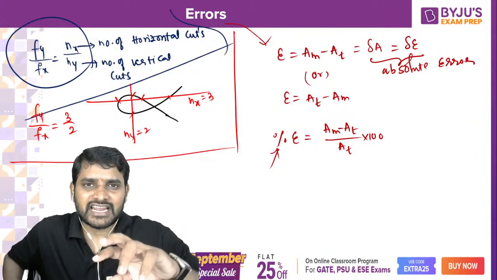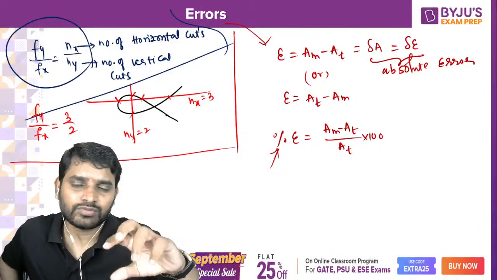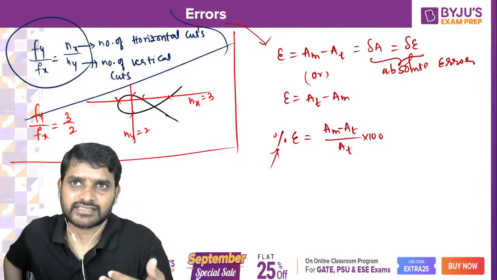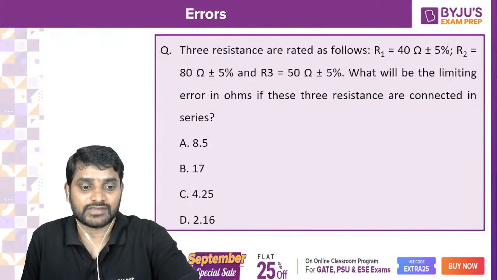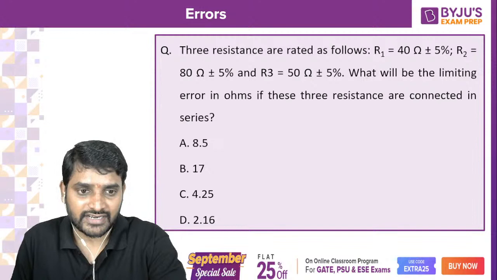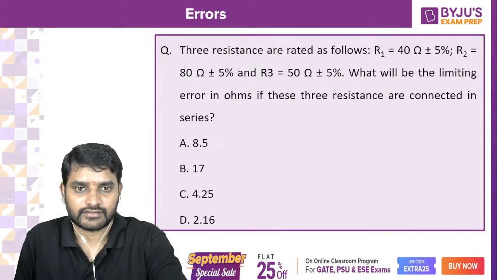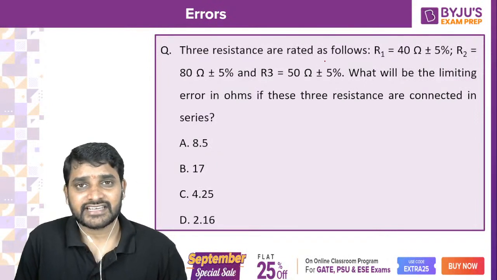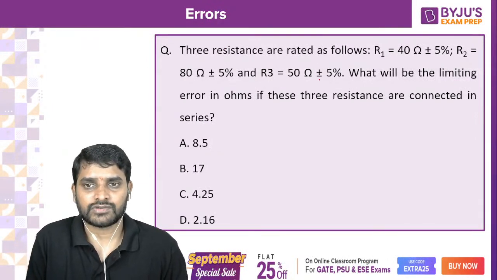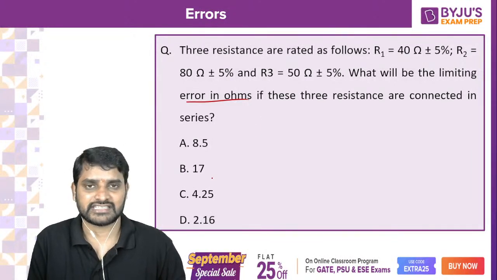But there are some kinds of models, like when the resistors are connected in series, or when the resistors are connected in parallel, how the tolerance value or the limiting value is going to exist. So that kind of questions they'll ask you. Let's see. Three resistances are rated as follows: R1, R2, R3. What will be the limiting error in ohms if these three resistors are connected in series?